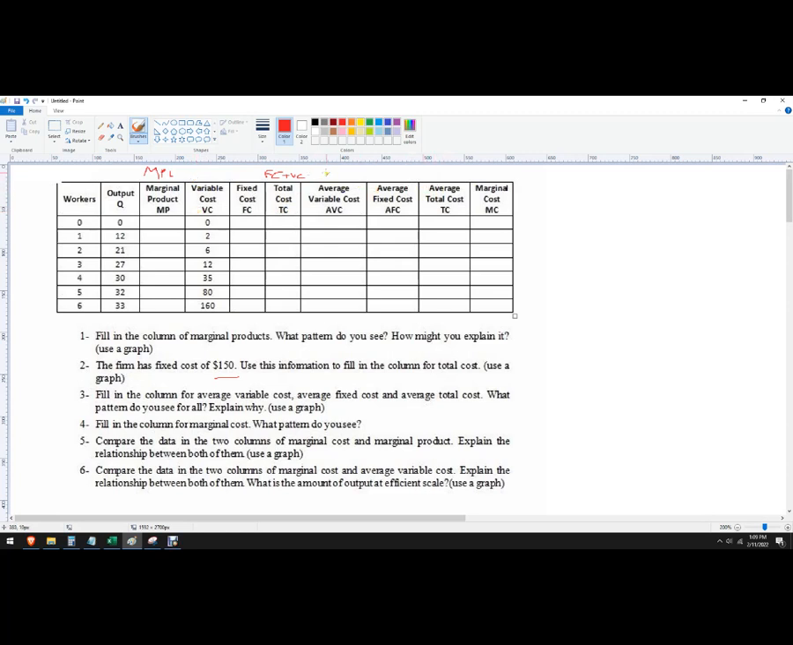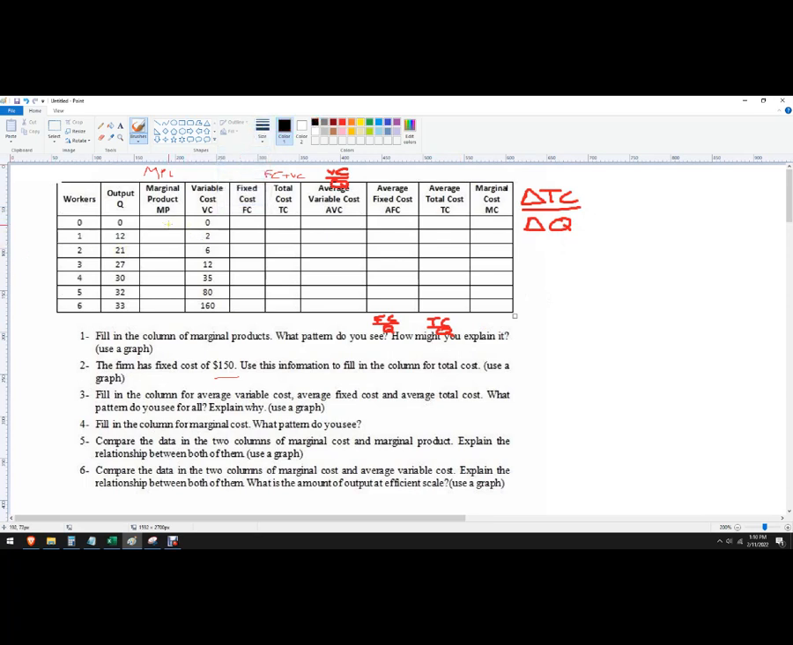Average variable cost is variable cost divided by quantity. And then average fixed cost is the fixed cost divided by quantity. And then total cost divided by quantity here. And then marginal cost is the change in total cost divided by the change in quantity. Okay, so let's fill all this stuff in.